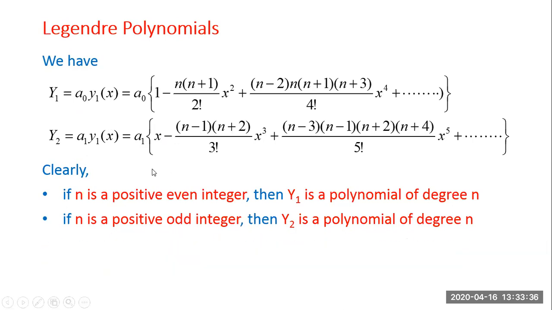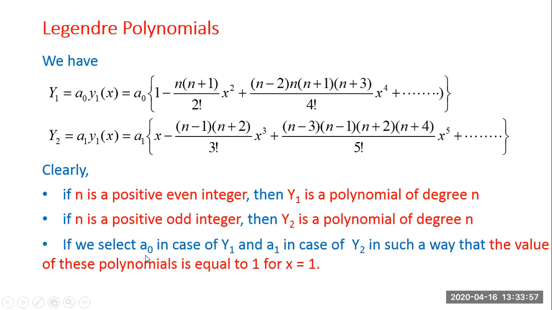But in both these polynomials, a0 and a1 are arbitrary constants. So if n is a positive even integer, y1 is a polynomial of degree n, and it contains the arbitrary constant a0. For odd integer, capital Y2 is a polynomial of degree n, and every polynomial contains a1. So if we select a0 in case of y1 and a1 in case of y2 in such a way that the value of these polynomials is equal to 1 for x is equal to 1.